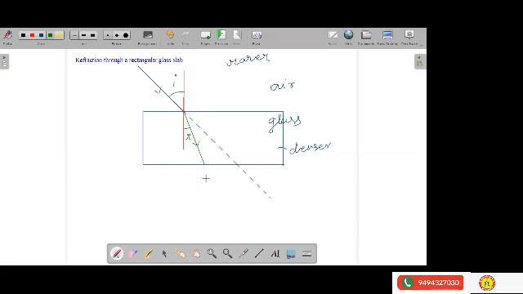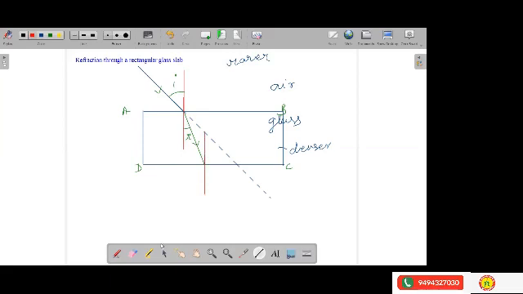Okay. Now at this point, when the ray of light reaches the second surface, let's mark the surfaces also as A, B, C, and D. Now when the ray of light reaches the second surface, at this point of incidence, again we will draw the normal. Let us have this normal at the point of incidence. Okay, this is the normal.